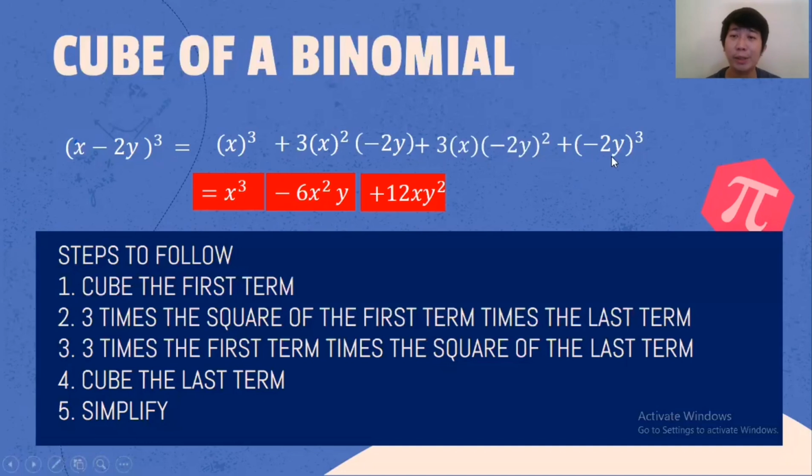Next, cube the last term, that is negative 2 times negative 2, that's positive 4 times negative 2, negative 8 y cubed. Negative 8 y cubed. I hope you understood. Let's try to go on to the next and the last special product.